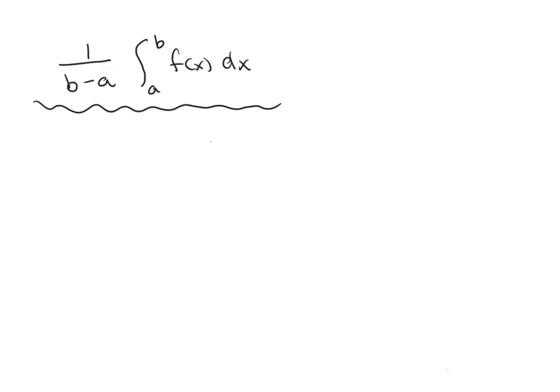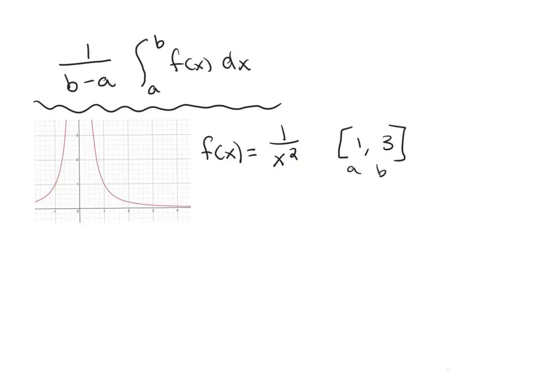Okay, so for our first example, we're going to look at the function f of x equals 1 over x squared on the interval from 1 to 3. So there's my a and my b. So here we have the graph of that function, and we're just looking from 1 to 3, what is the average y value that exists on that function?